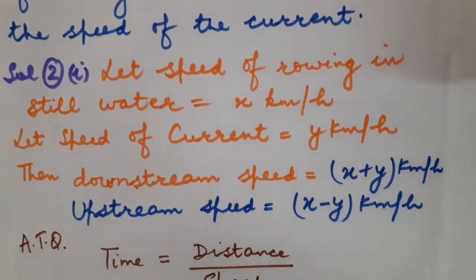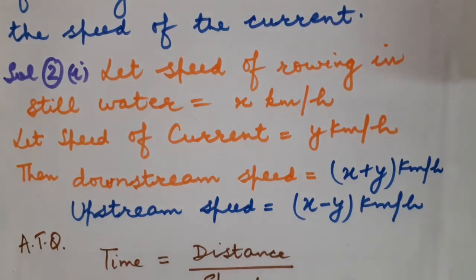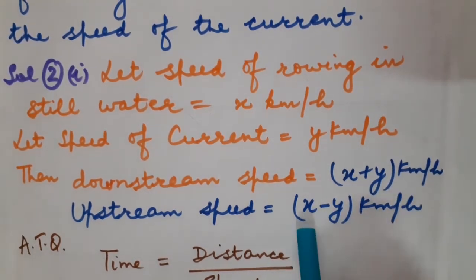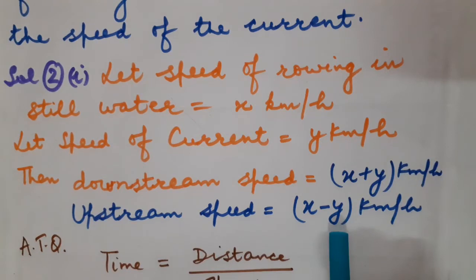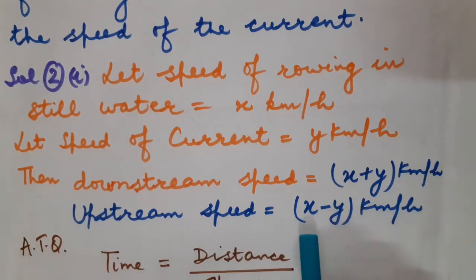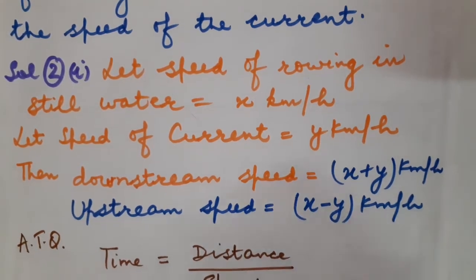In the same manner, now I am going to calculate upstream speed. See, if the water is flowing in the downstream direction but you are going upstream, so definitely the speed will be reduced. So what is to be done to calculate upstream speed? First of all, you will be taking the speed of rowing in still water. This is still water speed, x, minus y. Why? Because the speed of the current will be reduced now in this case because the person is moving in the other direction. He is moving upward stream. Fine, he is moving upward side. So this is x minus y kilometer per hour.